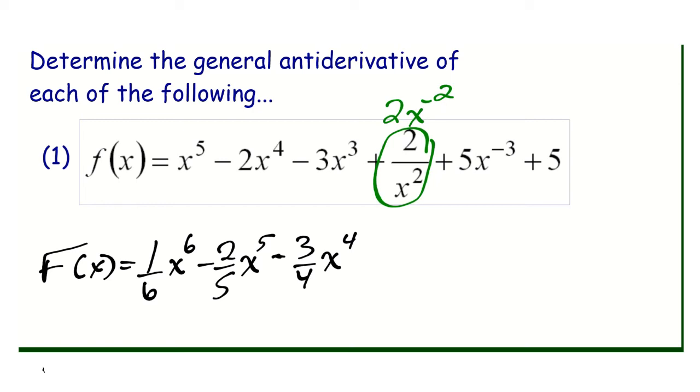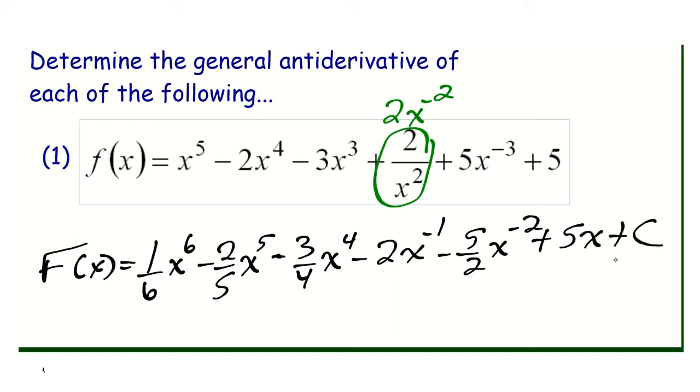Where are we at? 2x to the -2. So add 1 to your exponent. You'll get -1. Divide by your new exponent. So it's going to become -2x to the -1. Add 1 to this. You're going to get -2. So it's going to be -5 over 2 x to the -2. Antiderivative of a constant is 5x, and then remember there could always have been some number out here at the end. And there we have it. So if I took the derivative of this, I would get back that original function.